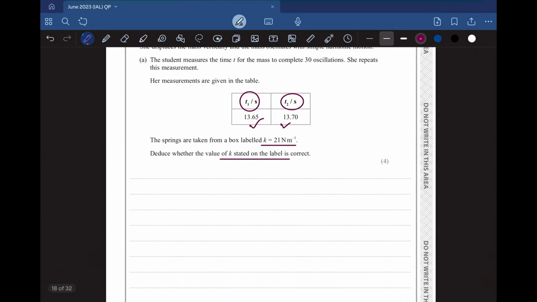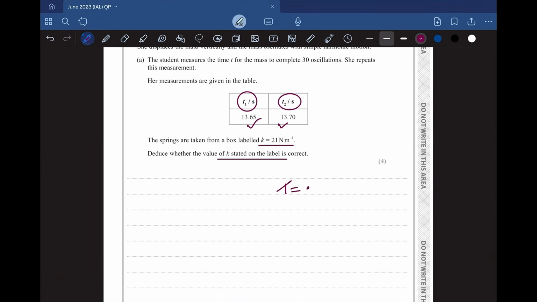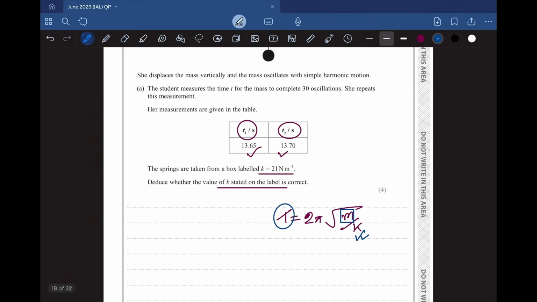So we know there is a formula: time period T equals 2 pi times the root of mass by k, right? We know the mass, and we'll have to figure out this k. The time period is a confusion for the students because we have two time period values.